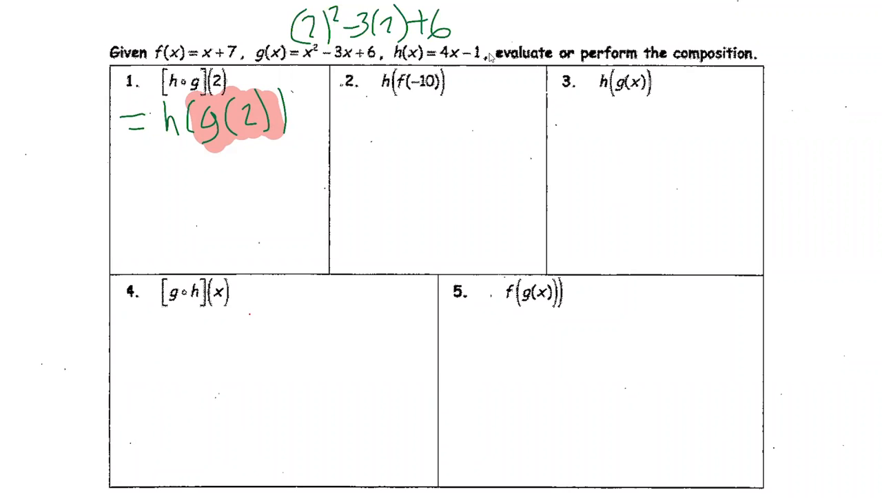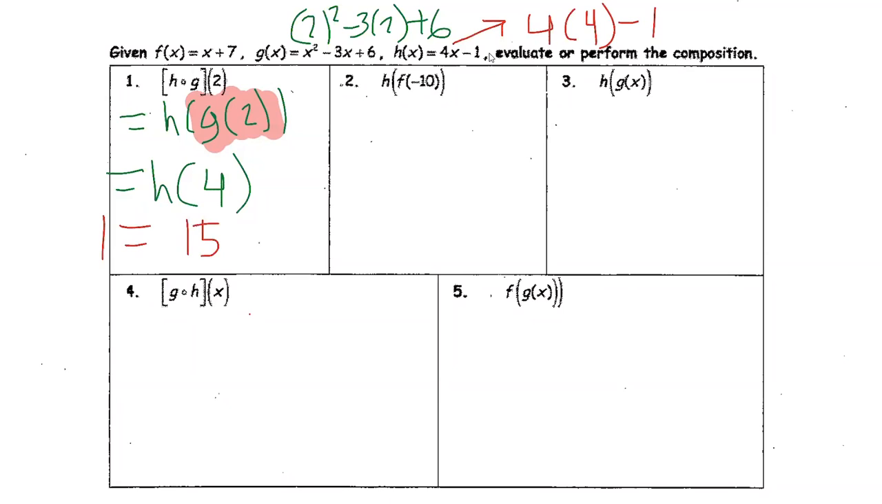If you work that out, g of 2 would be 4 minus 6 plus 6. That would be just 4. So really what we have is h of 4. Now we're going to take that answer and plug it into the outside h function. So our final answer, I'll do it in red to distinguish, would be 4 times 4 minus 1, which is 15.